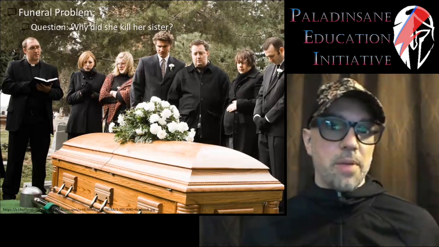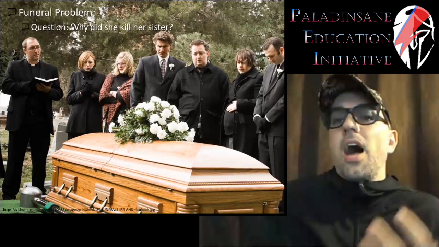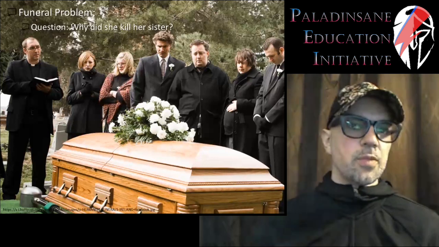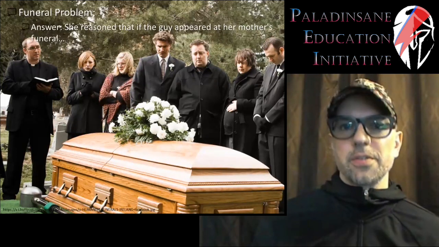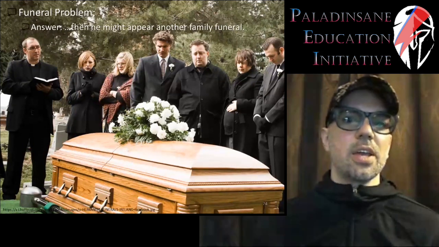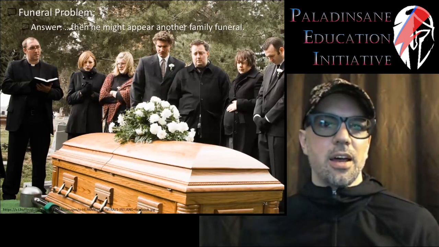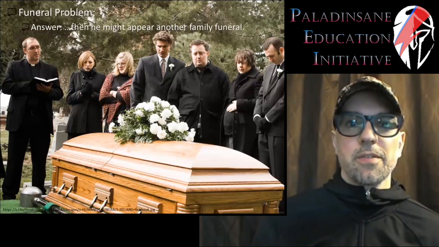All right, so welcome back. Did you get the solution? Were you able to figure it out? And did you feel that aha moment when you finally did figure it out? So why did she kill her sister? Well, the answer is she reasoned that if the guy appeared at her mother's funeral, then he might appear at another family funeral. So killing her sister was just a way of bringing this guy back to the funeral home, bringing this guy back to a place where she could find him.